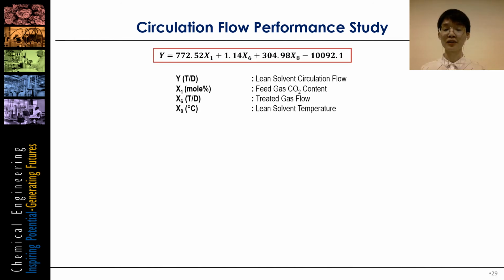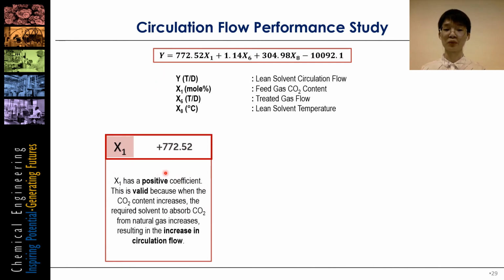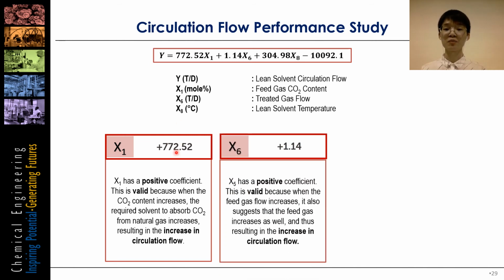Similar to the reboiler steam flow, right now we are going to perform the process analysis on the circulation flow as well. Let us look into the first variable. We have a positive coefficient, and it is valid because when your CO2 content increases, you require more solvent in order to absorb the CO2 from the natural gas. In terms of the second variable, which is X6, when your treated gas flow increases, it means that you have more feed gas flow, which means you require more lean solvent circulation flow as well.